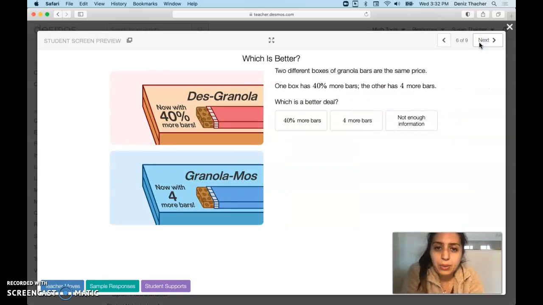Now we have a different situation. Which is better? There are two different boxes of granola bars that are the same price. One box has 40% more bars. The other has 4 more bars. So which do you think is a better deal? Do you think the better deal is 40% more bars, 4 more bars, or maybe do you think this is not enough information?